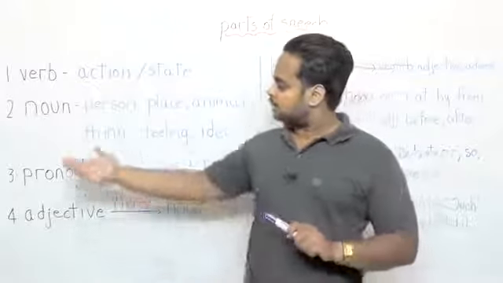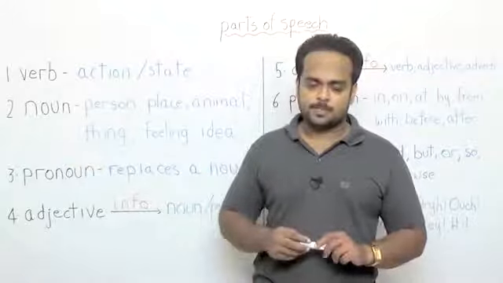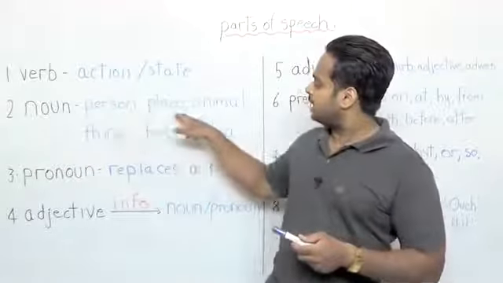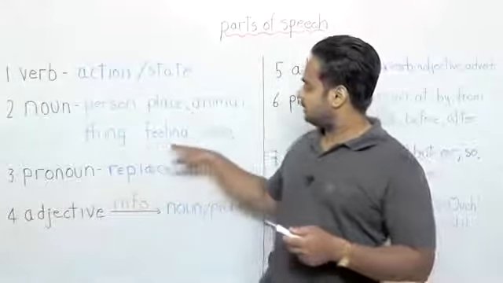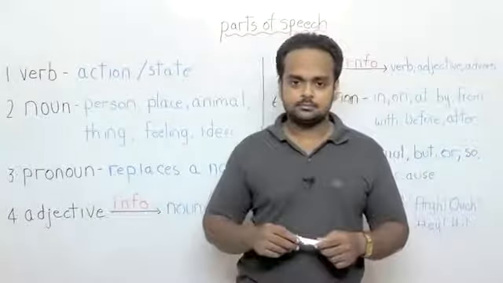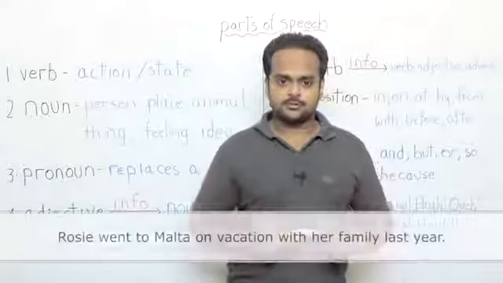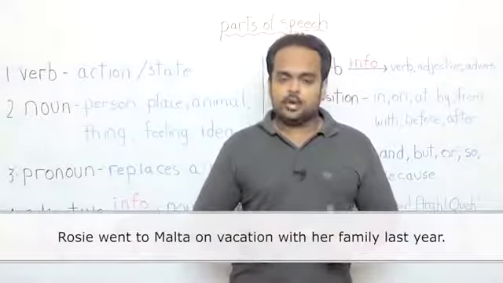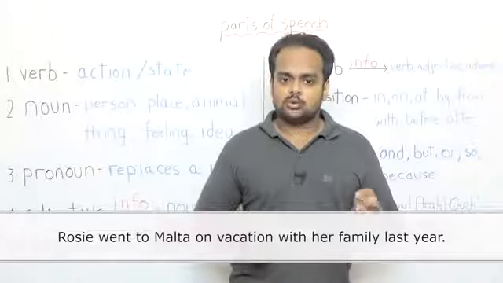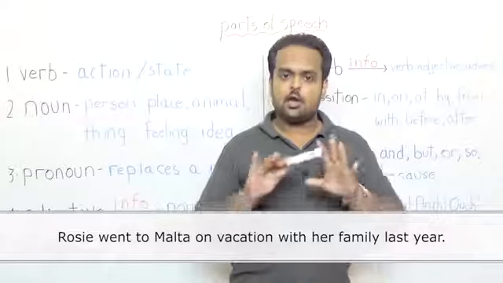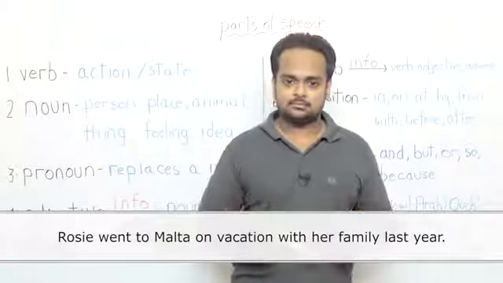Okay, the next part of speech is the noun. A noun is the name given to a person, place, animal, thing, feeling, or idea. For example, here's a sentence with a lot of nouns. Rosie went to Malta on vacation with her family last year. Can you identify all the nouns in this sentence?